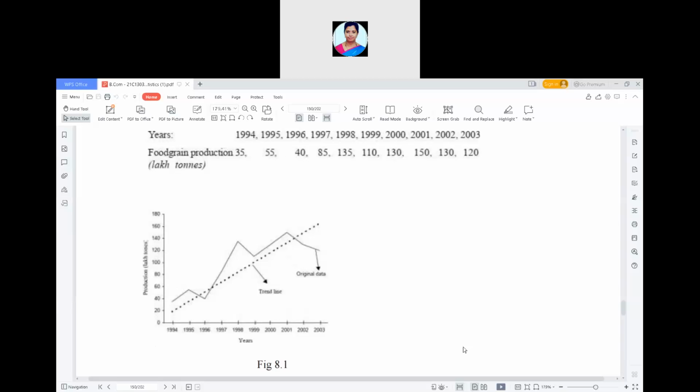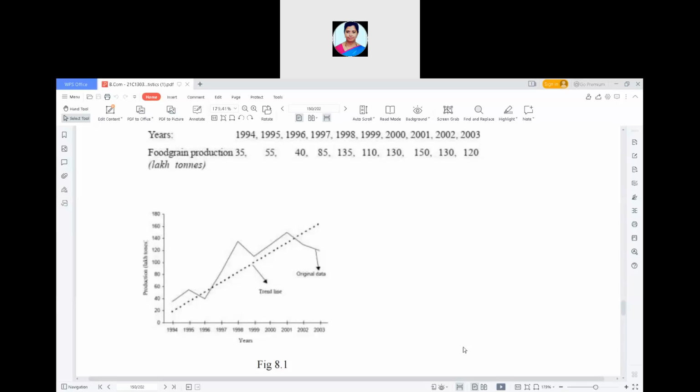The third point is that a person of long experience who is familiar with the institutional setting, history, and behavior of the series may well be able to manually fit a trend superior to one derived by mathematical means. These are the merits we have under this freehand method.